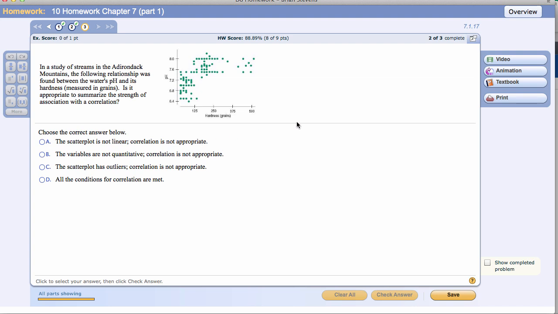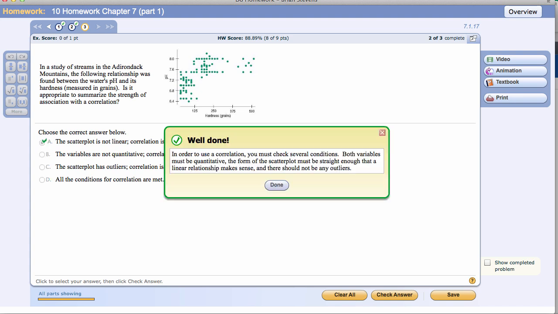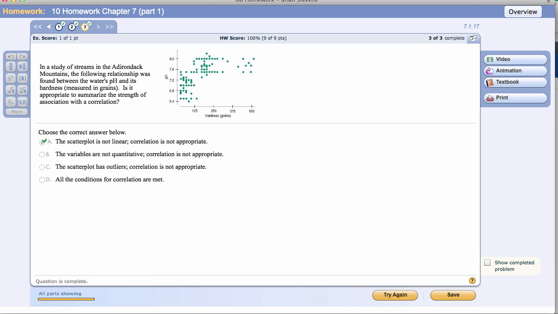We definitely see a problem with this. It should just jump out at you right when you look at this. Quantitative, straight enough, no outliers. So what do we have here? We have that the scatter plot is not linear. Linear correlation would not be appropriate. That seems to be the problem. And they go over it with you there.